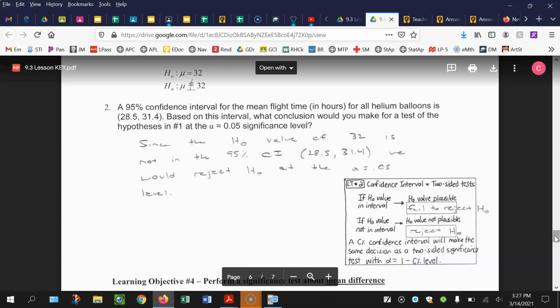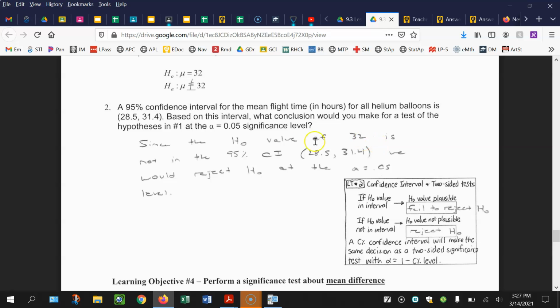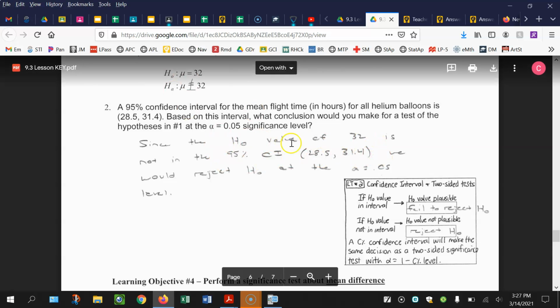But basically, the big takeaway is you need to be able to look at a confidence interval and a set of hypotheses and make a decision about the null and justify it. Is that null value in or not in the confidence interval? Be very explicit and always include the specific interval. Don't just say the interval. Include the specific lower bound, upper bound, and the confidence level.